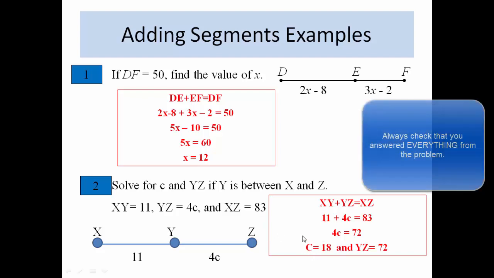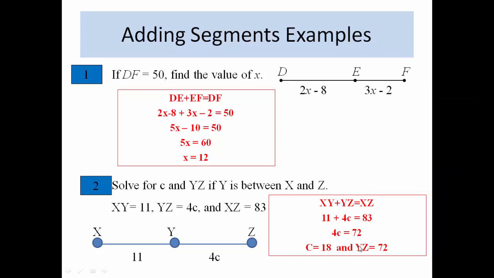Now notice in my answer I have C is equal to 18, but it also asks for the measure of YZ. In order to find YZ, you just need to plug the 18 back in for C, and that will give you the measure of YZ, which is 72.